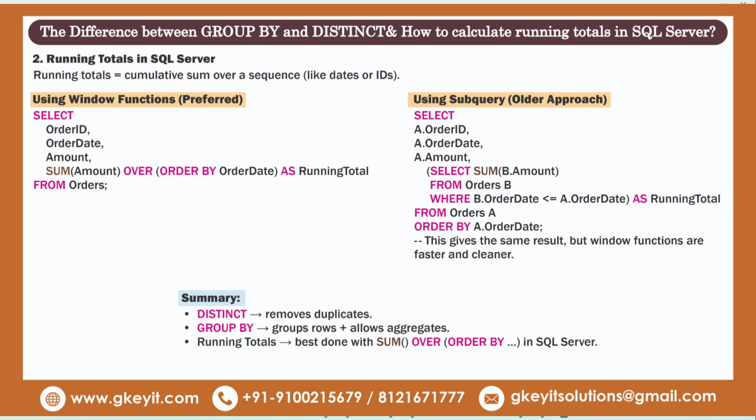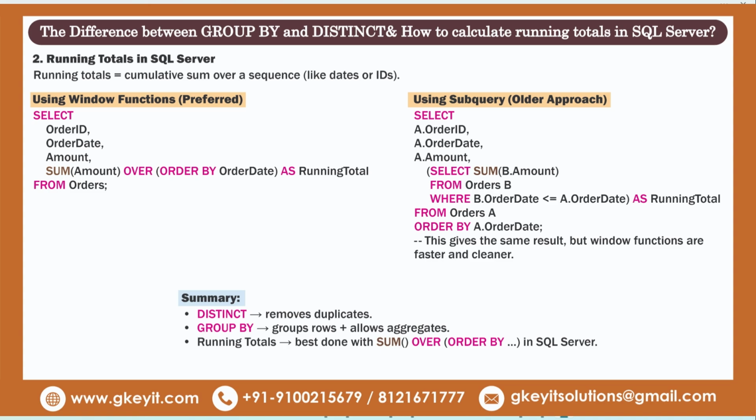And the second approach is using a subquery, which is an older approach. Here is the query: select A dot order ID, A dot order date, A dot amount, select sum of B dot amount from orders B where B dot order date is less than or equal to A dot order date as running total from orders A order by A dot order date. This gives the same result, but window functions are faster and cleaner. Coming to the summary, distinct removes duplicates, whereas group by groups rows and allows aggregations. And running totals are best done with sum over order by in SQL Server Database.